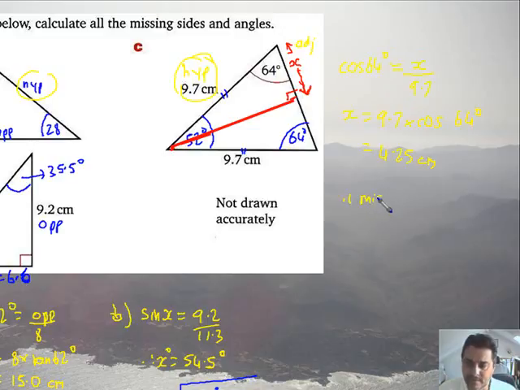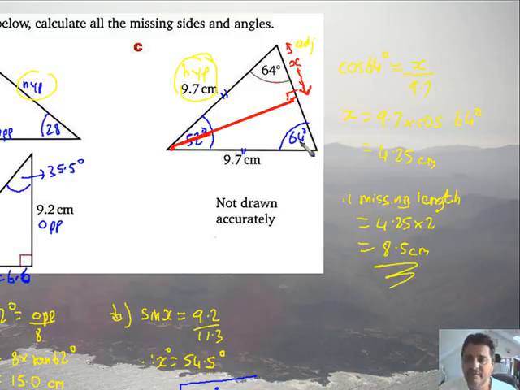Therefore, the missing length is going to be 4.25 times 2, because I've got x there and x there, the two halves. That's going to give me 8.5 centimetres. So that's my final missing length.